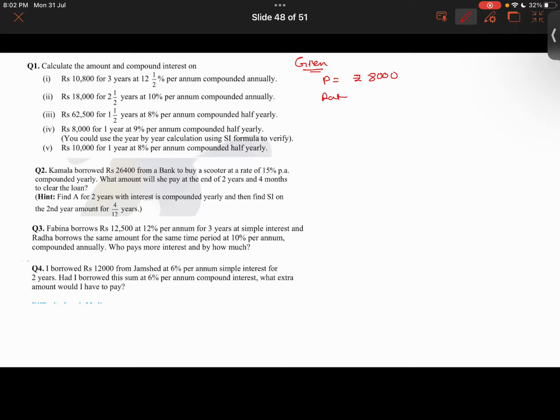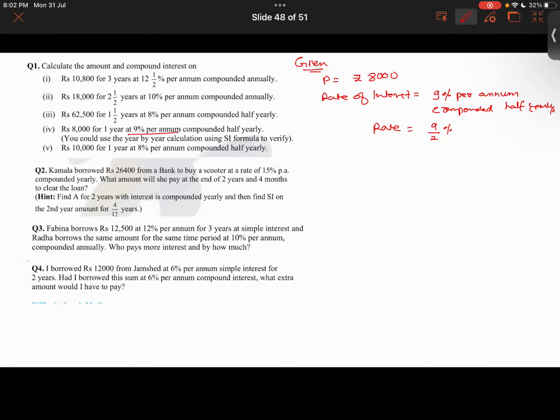Rate of interest, how much is it going to be? The question says that it's 9% per annum. Per annum or per year, both are the same thing. And it says compounded half yearly. So what did I tell you? Whenever we are calculating compound interest half yearly, then the rate simply gets halved. So it will be 9/2% now.